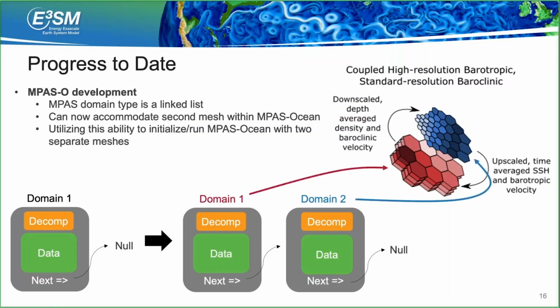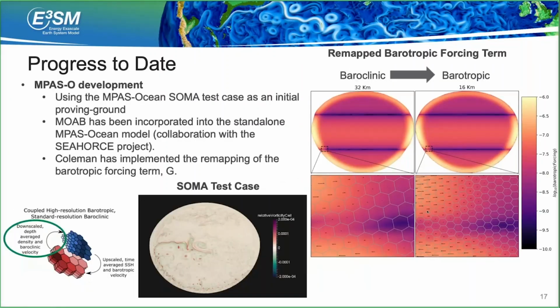One of these domains would support the baroclinic mesh, and the other one would support the barotropic mesh. Another thing that Coleman's been really involved with is collaborating with Vijay and Julian on the Seahorse project. They've helped us bring MOAB into the MPAS Ocean model, done a lot of heavy lifting there, and we've been using that to start remapping the fields that we need to accomplish this two-way feedback within MPAS Ocean.